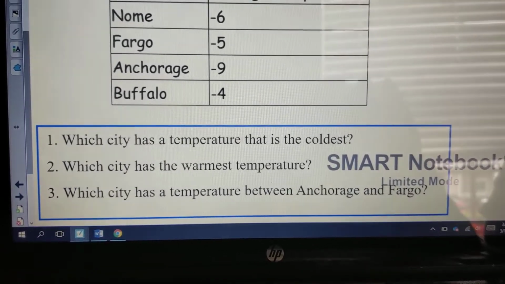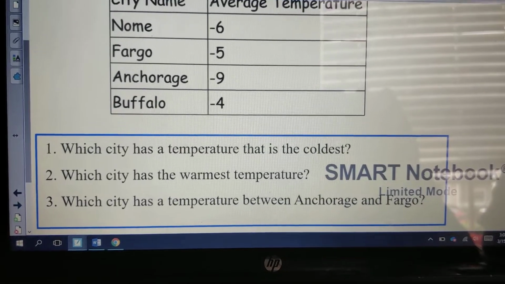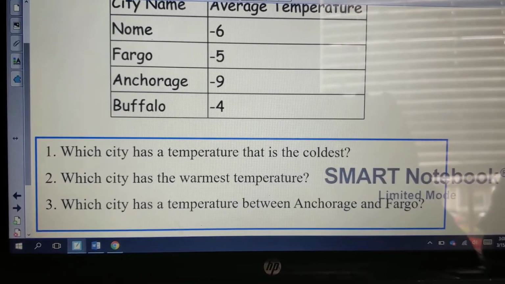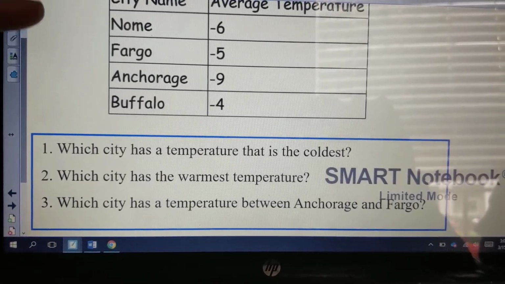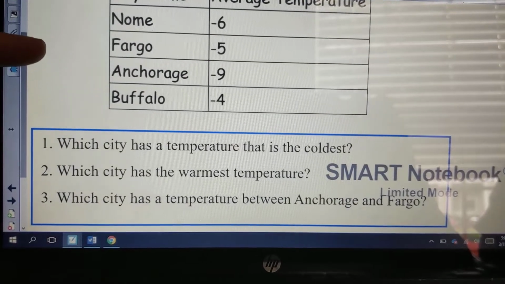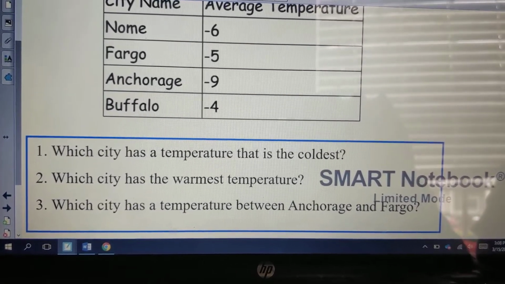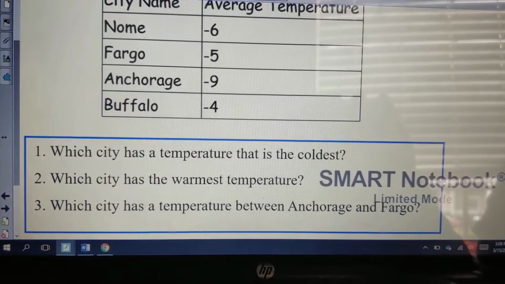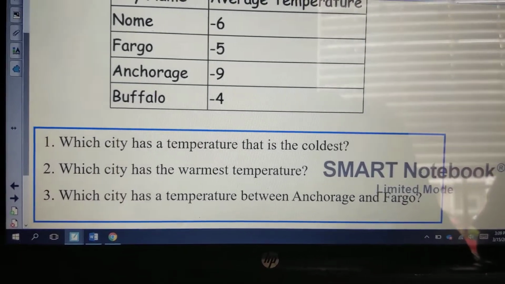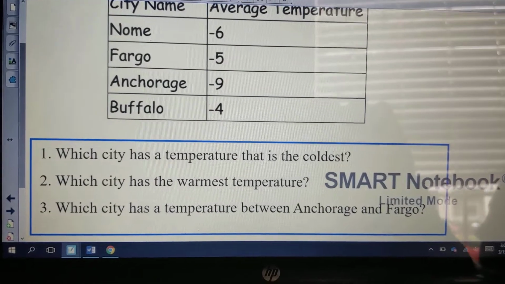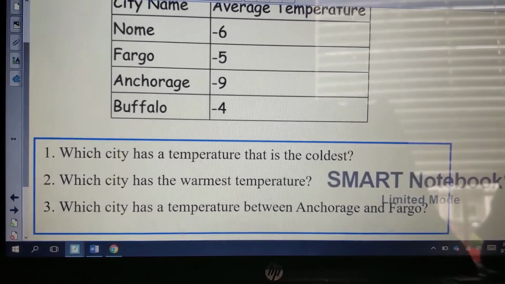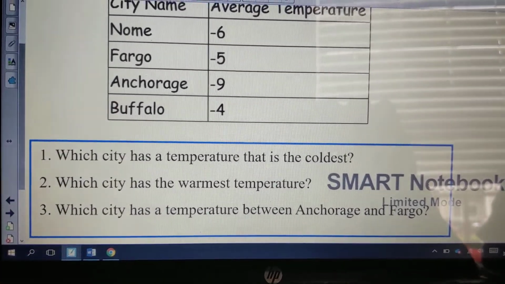Okay, number 1 says, which city has a temperature that is the coldest? The coldest is the furthest to the left, or if we were thinking about a thermometer that was vertical, we would think about the number that is the lowest down. In this case, negative 9 is the lowest number, which means Anchorage has the coldest temperature. The warmest temperature is the exact opposite. Which one would be the highest on the thermometer or the furthest to the right, which would be Buffalo?